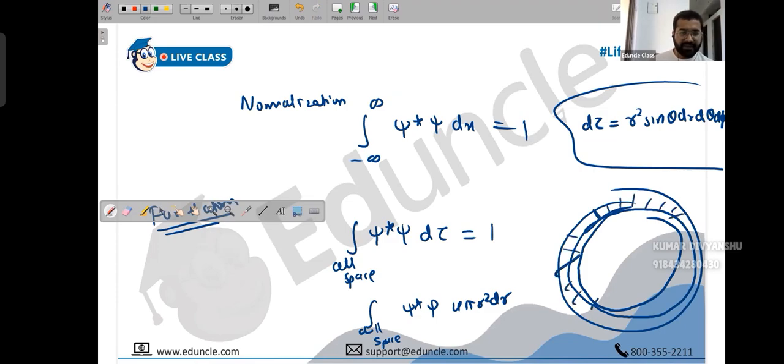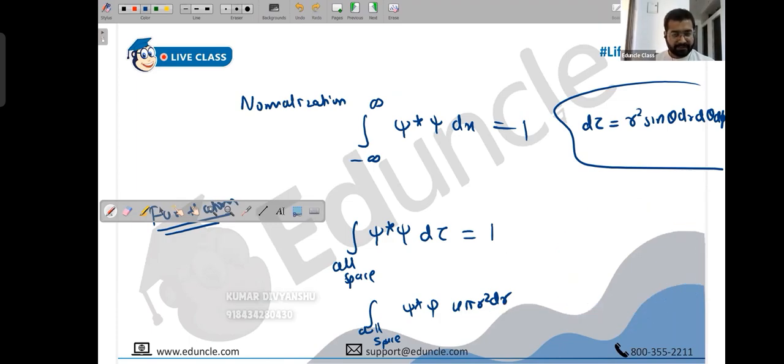What is the volume of the element? The volume of this element is nothing but surface area, like 1 surface area, 2 surface area, 3 surface area, 4 surface area, thickness into surface area. That's it. So surface area 4 pi r square into dr. So that's one thing.